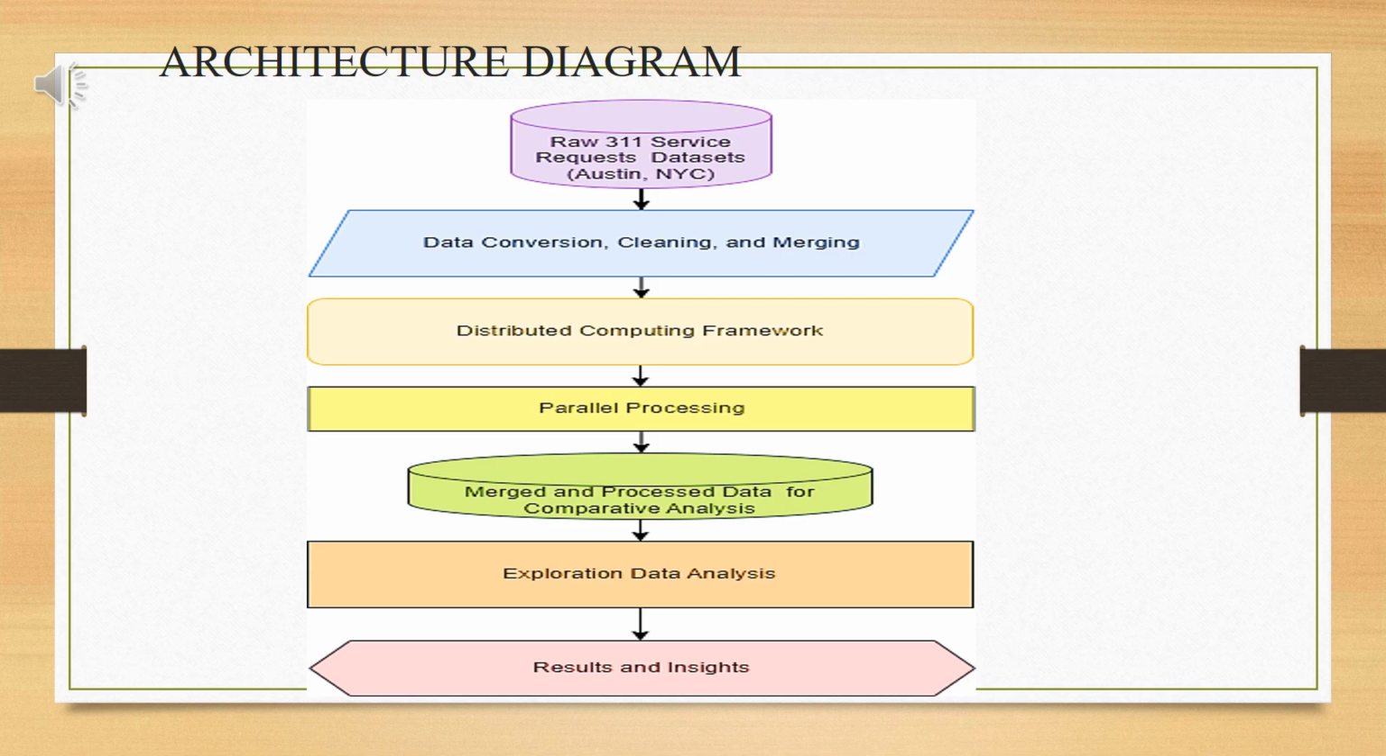Coming to this slide, it's about architecture diagram. You can see how it's going. First, from the 311 service request datasets, Houston and New York City, they go to data conversion, cleaning and merging, and then to a distributed computing framework, and then to parallel processing, and then to measured and processed data for comparative analysis, and from there to exploratory data analysis, and from there to results and insights.